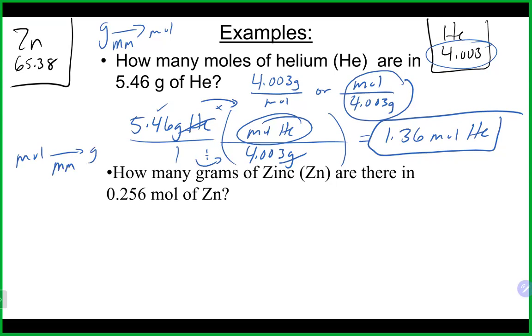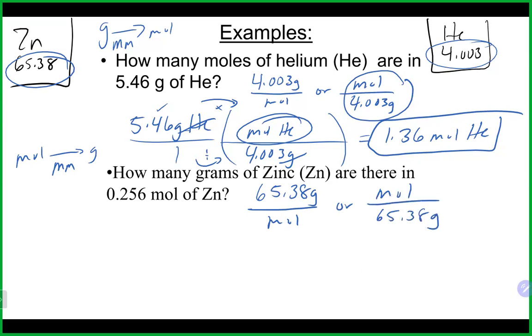So once again, since we're dealing with zinc, we would go to the periodic table. We would find our molar mass from it. That would give us a molar mass for zinc of 65.38 grams per mole. Again, we could use it as a conversion factor and flip it around if necessary. And now we'll just set it up dimensional analysis here, 0.256 moles of zinc.